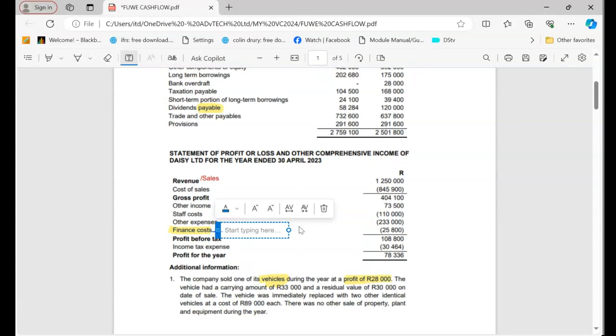Don't be confused. This is the same as interest paid. You can just say interest expense anyway. So it's the other term for calling an interest. Don't be confused. Again, the interest is one of the items to be shown separately.